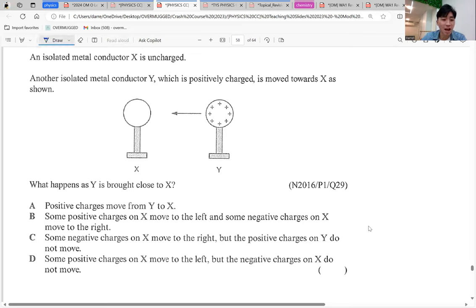Let's read the sentence. Positive charge move. You get it? Can positive charges move? Cannot. Okay. Statement B. Some positive charges move. What's the answer? I don't even have to care anymore. The moment you see positive charge move, it's straight away wrong. It's a rule. Positive charges cannot move.